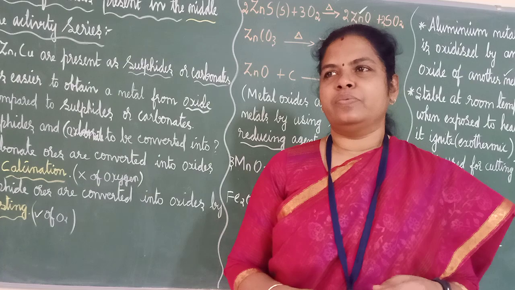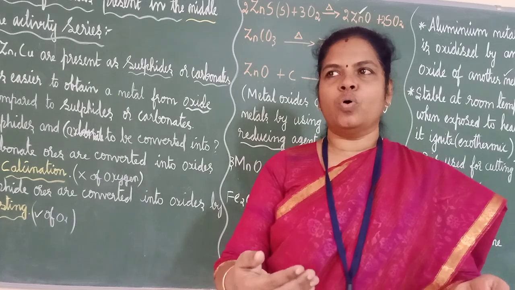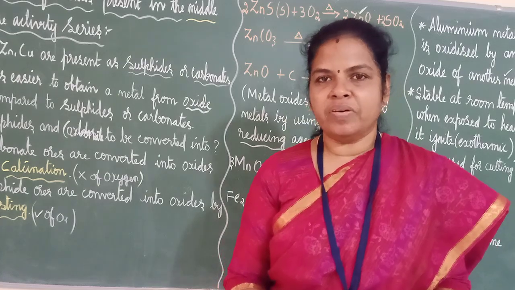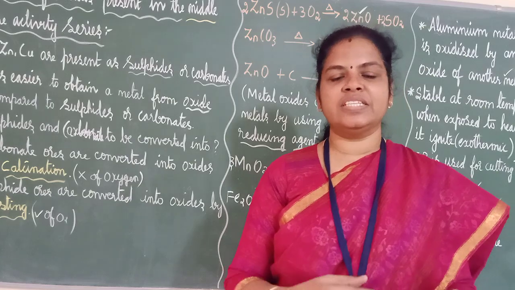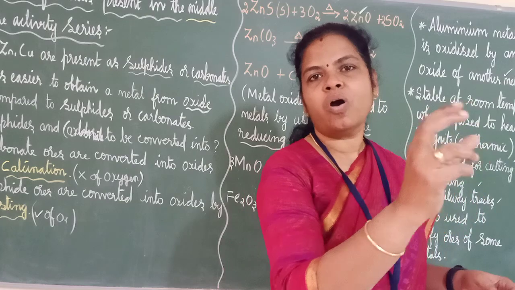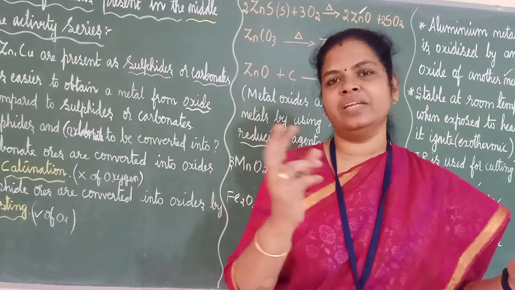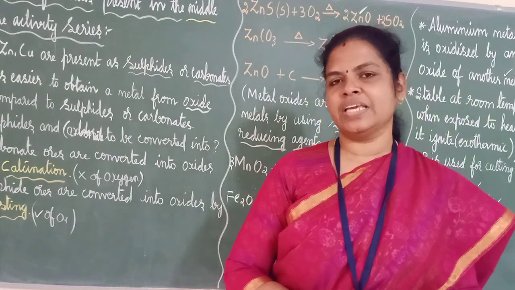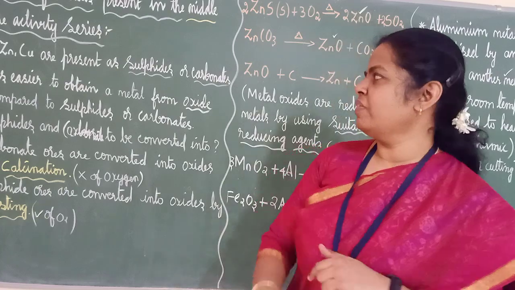But when getting from the ore, what is our aim? Our aim is to get the pure metal. When you are getting pure metal, it will be easy for us to get it from oxide compared to that of sulfide or carbonate. We will see how it is going to happen. Come, have a look.